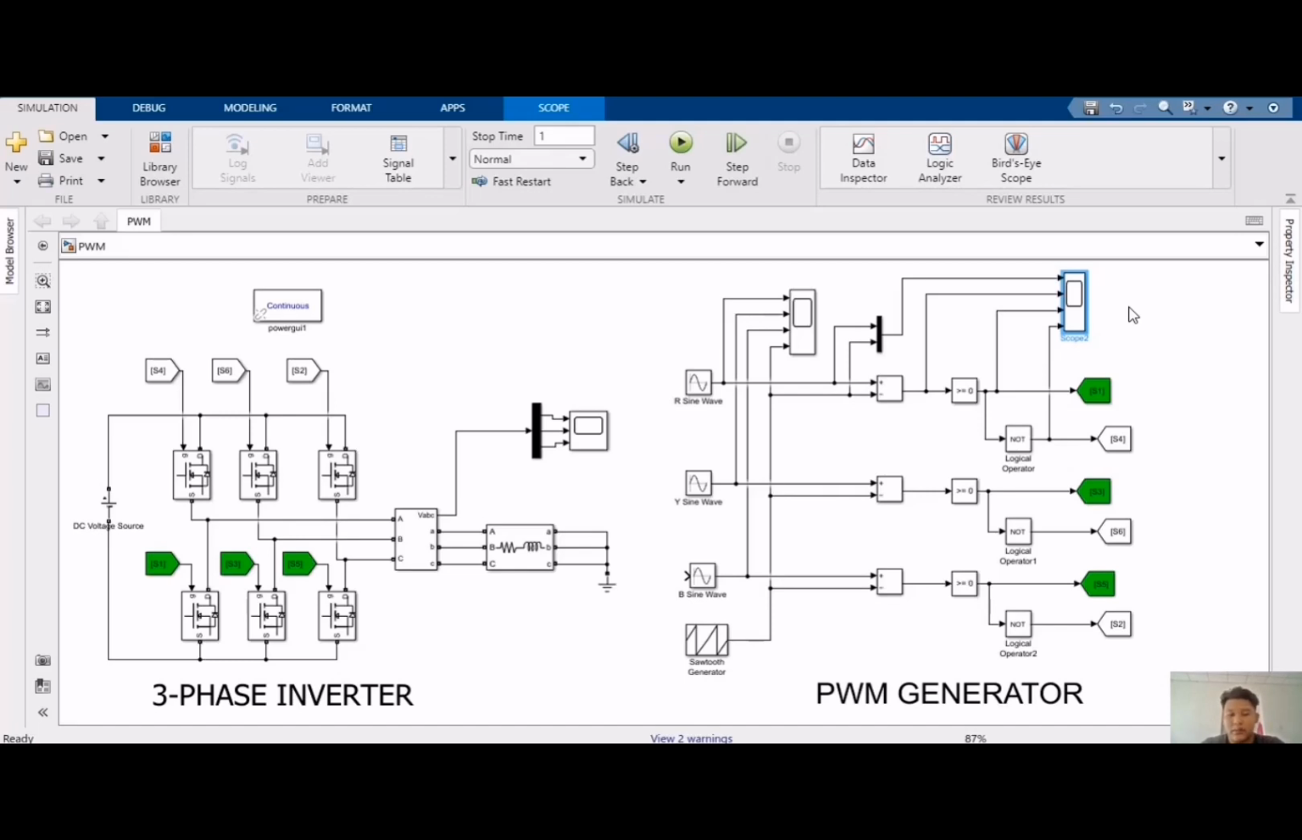Now I will present about the three-phase inverter, which is PWM. As you can see here, this is the PWM generator, and here this is the three-phase inverter. In this case, the PWM generator will produce the sine waveform output to the three-phase inverter. To produce the sine waveform, we use the R sine wave as the source, Y sine wave, and B sine wave, and also we use the sawtooth generator.